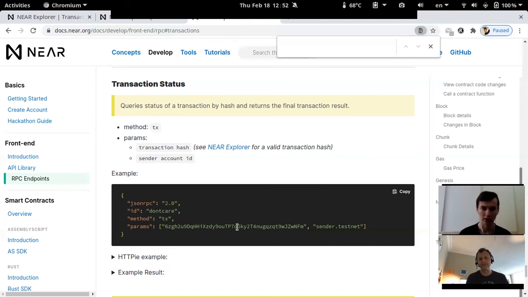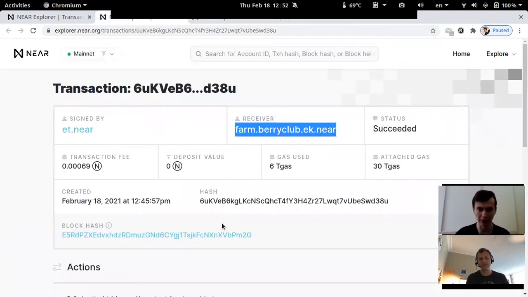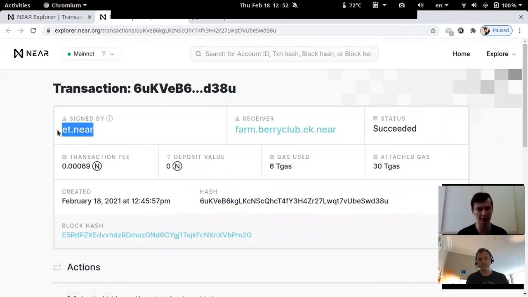I was misleading you previously. I was telling you that the transaction ends up on the receiver side. Essentially, the receipts are on the receiver side, but the transactions always belong to the signer. That's where it starts its journey. To start executing the transaction, you need to first deliver this transaction to the shard where the signer account is stored to verify the signature.